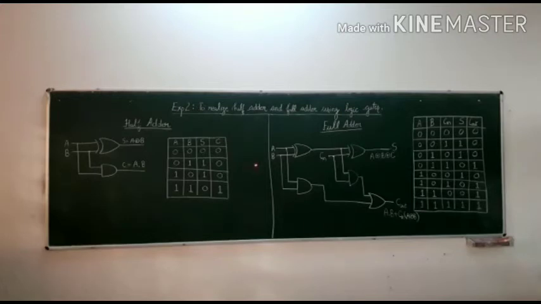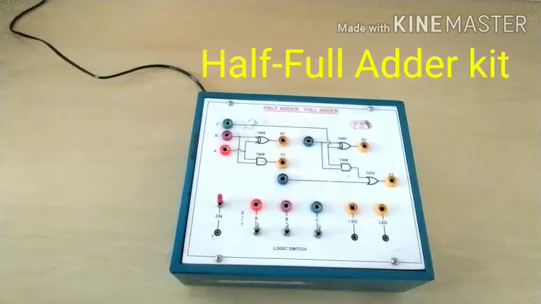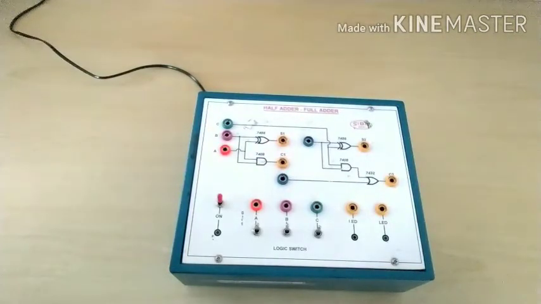Now let's demonstrate it on the kit of half adder and full adder. So students, this is the kit that we will use to verify the circuits of half adder and full adder. The equation for this half adder is, for sum we will have A XOR B, so this is the symbol of XOR, and for carry the symbol is AND gate. That means for carry we will use the AND operation on the given inputs.